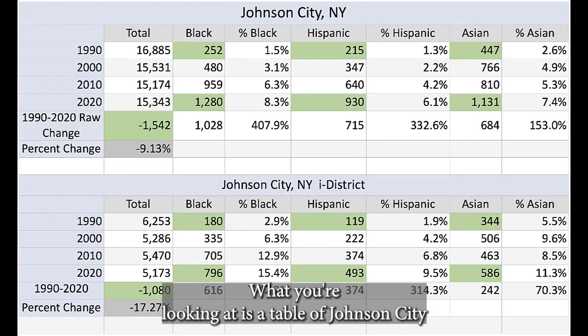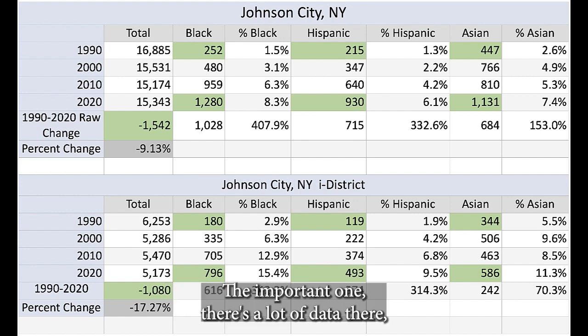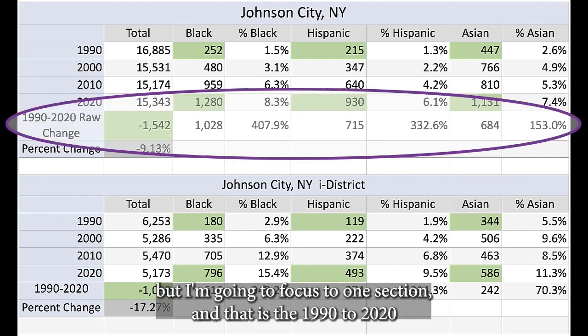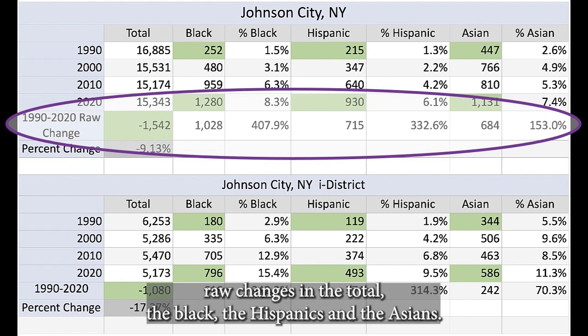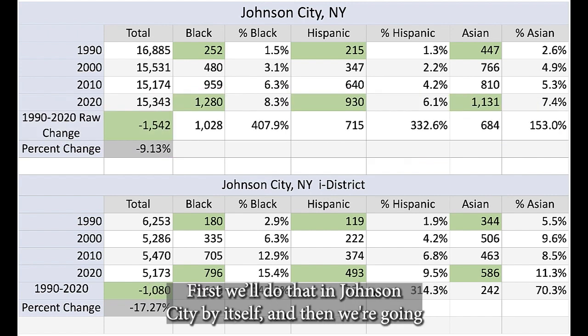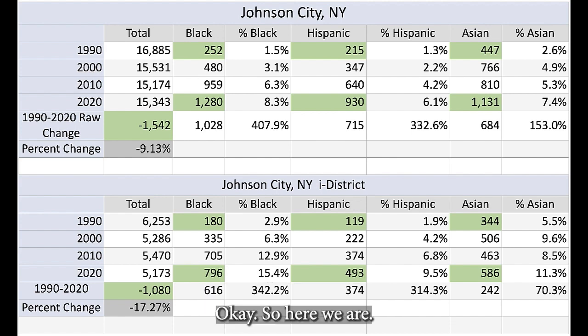What you're looking at is the table of Johnson City and then the Johnson City I District that we just talked about. There's a lot of data there, but I'm going to focus on one section, and that is the 1990 to 2020 raw changes in the total, the black, the Hispanics, and the Asians. First we'll do it in Johnson City by itself, and then we're going to go back to the I District and see how that goes. Okay, so here we are.